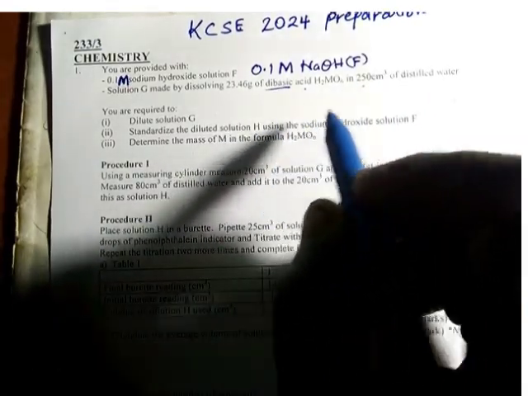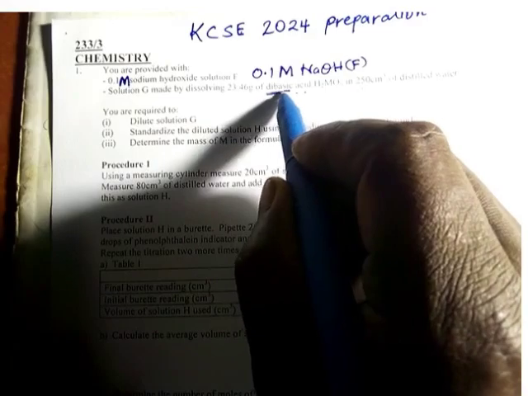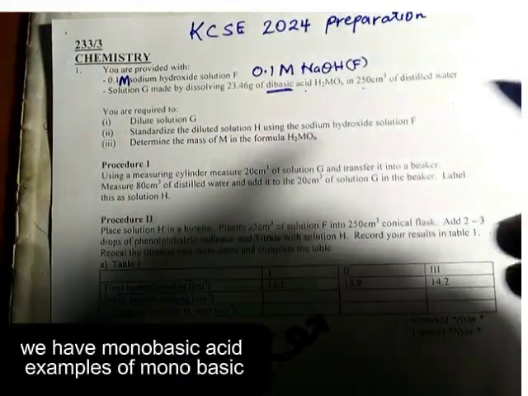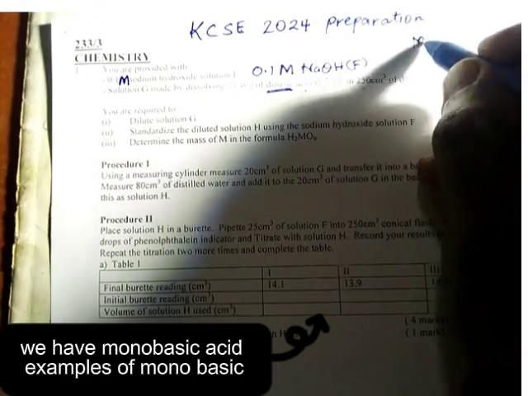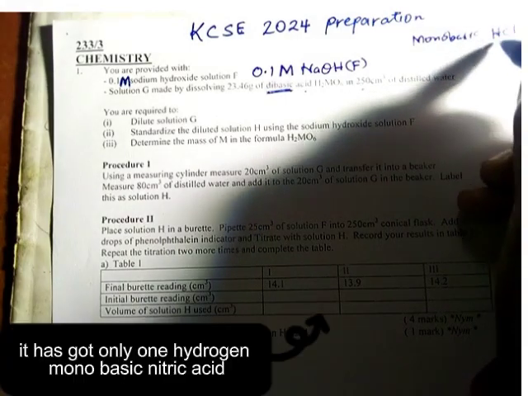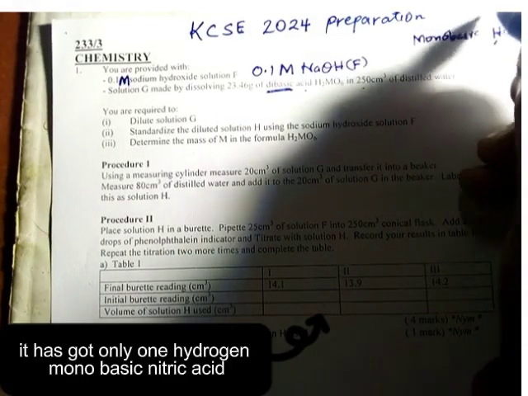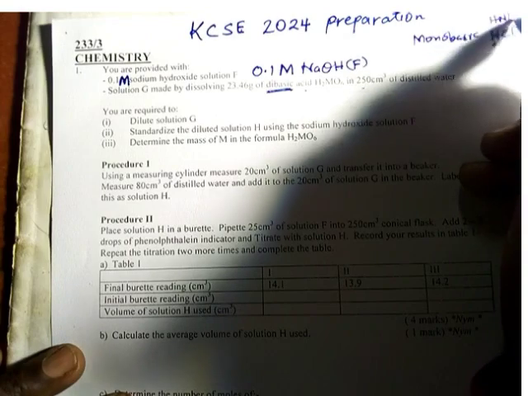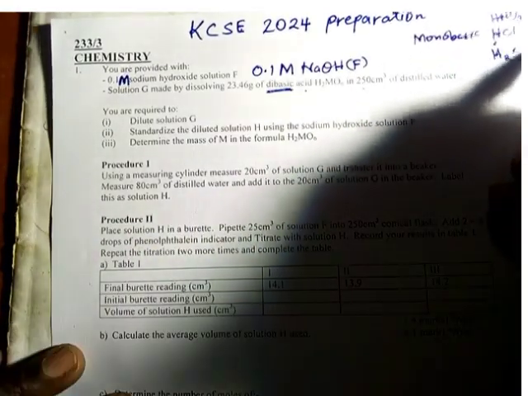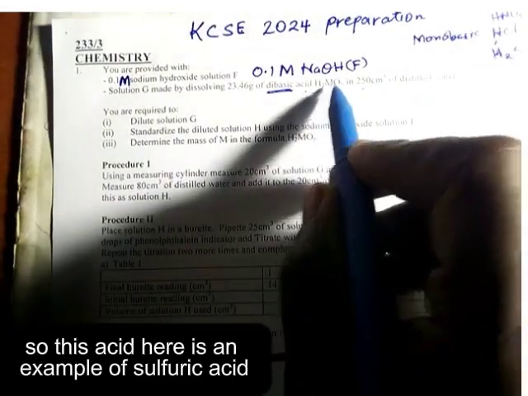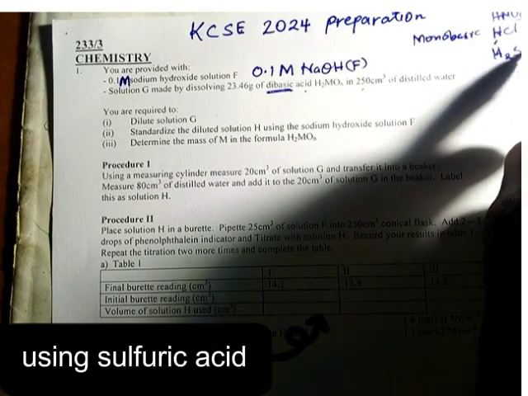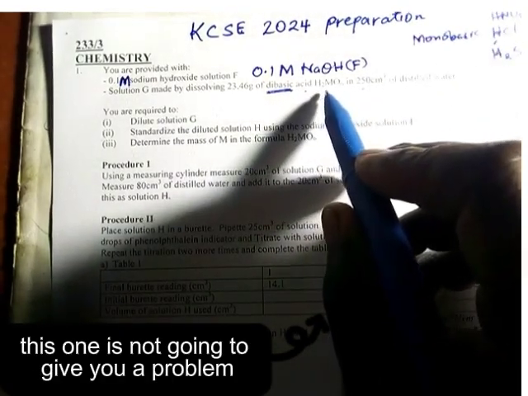Very important. There is something here I want you to know. I want you to know what a dibasic acid is. We have monobasic acids. Examples of monobasic acids are HCl, which has only one hydrogen, and nitric acid. A dibasic acid is an acid like sulfuric acid. So if you know how to write equations with bases using sulfuric acid, this one is not going to give you a problem.